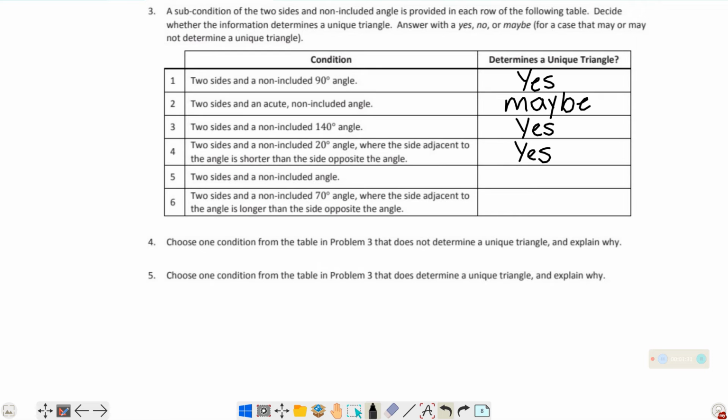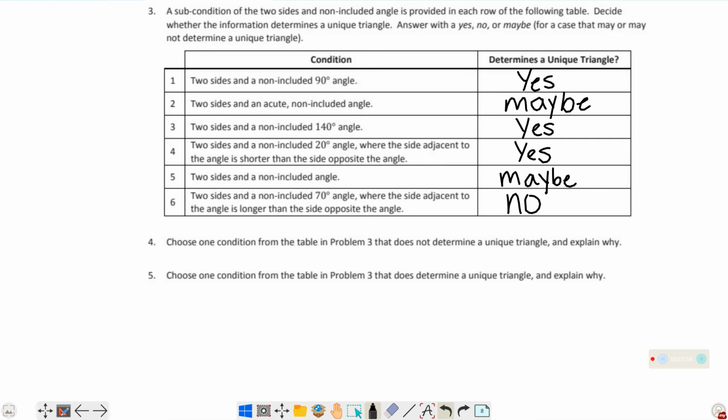Number 5, two sides and a non-included angle. It's not specific enough about what that angle is, so maybe, but we're not for sure. Number 6, two sides and a non-included 70-degree angle, where the side next to the angle is longer than the side opposite the angle. And this one is no.